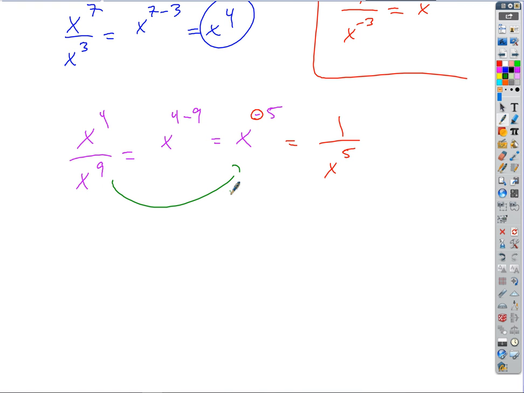But could we have taken a shortcut with this one to get from there over to there? It's fine to do it this way, but there's another way to think about this. Instead of subtracting 4 from 9 on the top, there's another way you can think about these quotients. If I'm dividing like bases, what I would tell you to do, it's a little bit of a shortcut, is instead keep the base where it's the most powerful. 9 is greater than 4, right? So we'll leave the base on the bottom and subtract the top exponent from the bottom. We get it in one step. Okay, make sense?